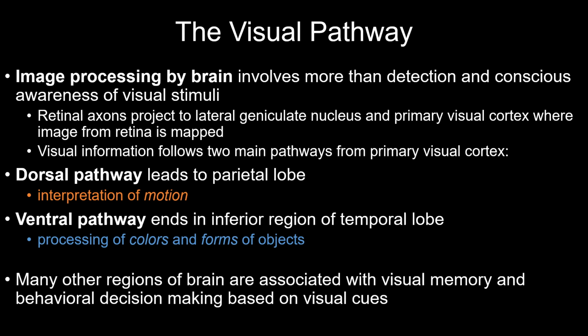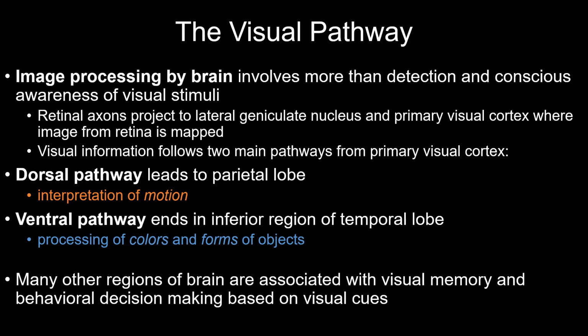The posterior pathway, or the dorsal pathway, involves the parietal lobe, and this is essentially going to be interpreting motion. A person with damage in this region may have difficulty pouring coffee into a cup or crossing the street because they're not able to detect the movement of the coffee or the cars.